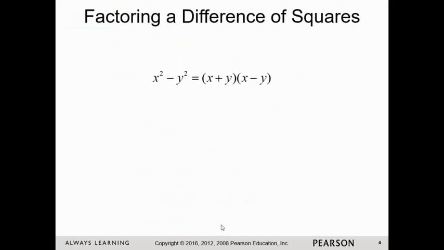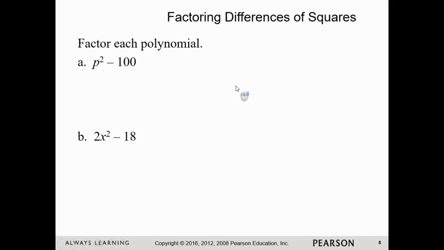The next type of factoring is the difference of squares. If you remember from section, I think it was 5.4, anytime we have a binomial, the first thing we check is to check and see if it is a difference of two squares. And we apply this formula to factor it. So here we are, we got factor each polynomial. We got p squared minus 100. Notice that that is a difference of two squares, p squared minus 10 squared.